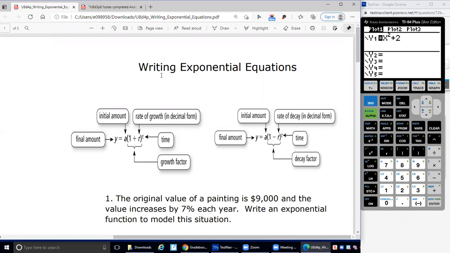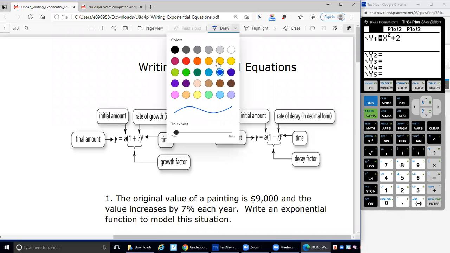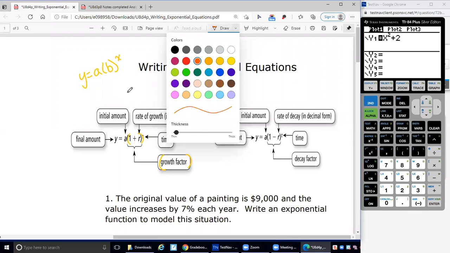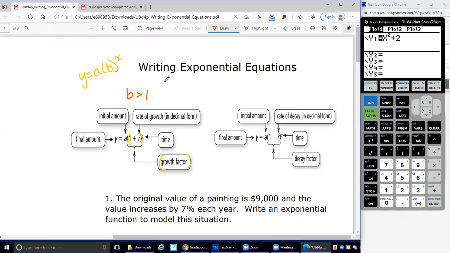So I want to point out one thing to you. If you look at this right here, everything inside the parentheses is considered a growth factor, right? Last time we talked about y equals a times b to the power of x, right? And we said, oh, okay, well, if b is greater than 1, then we know it's growth, right? And here they're kind of saying the same thing because they're adding 1 to it, right? And here we know it's decay if b is less than 1, right? And that makes sense because we would be subtracting 1.